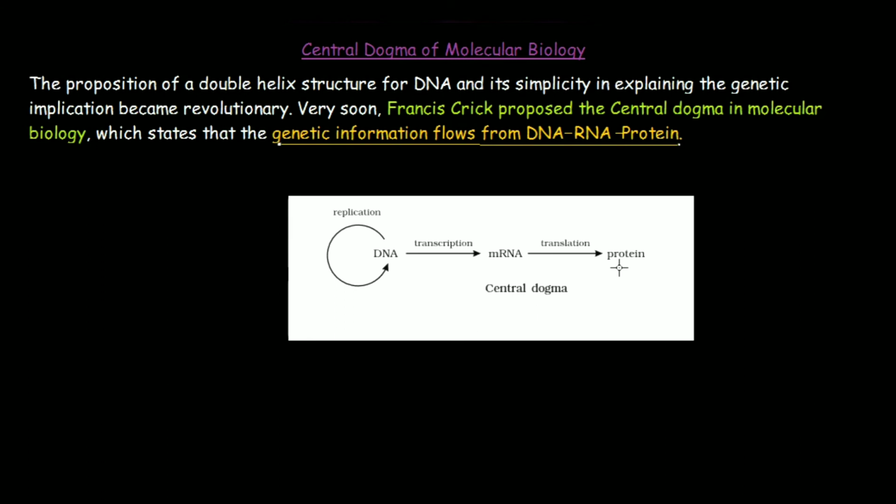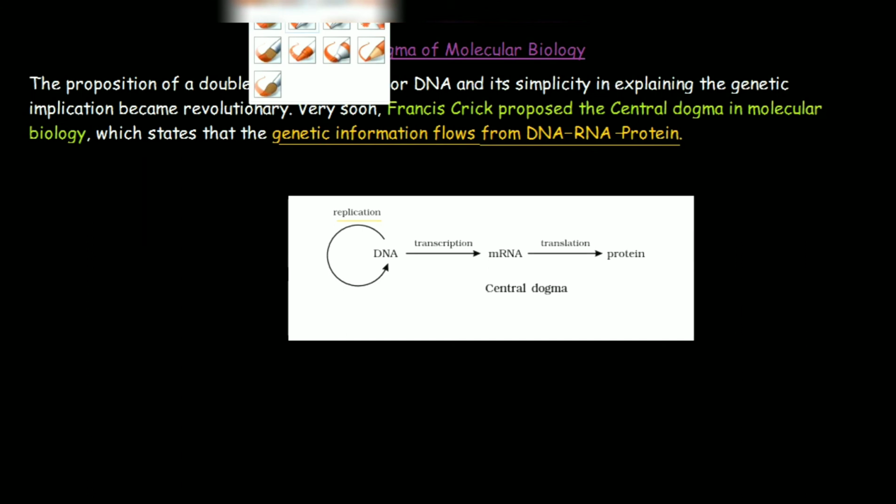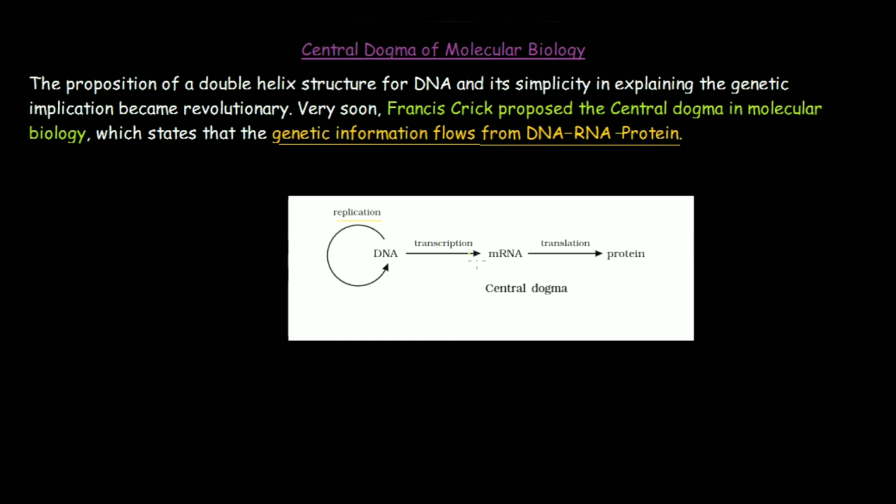In other words, DNA will give rise to RNA, and from RNA proteins are formed. DNA will again give rise to DNA, that is, more DNA will be made by the process of replication. Then DNA will give rise to mRNA by the process of transcription, and then mRNA will give rise to protein by the process of translation, about which you will be studying.